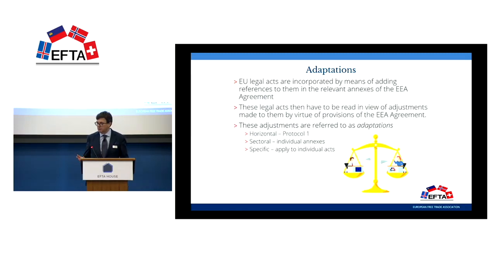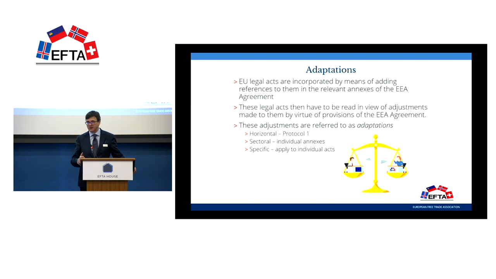Now, I mentioned adaptations before, and we will go into much more detail on this in the breakout session in the afternoon. But the way that EU legal acts are incorporated into the agreement is basically by adding a reference to them in the relevant annexes to the agreement. But these legal acts have to be read in view of the adjustments made to them by virtue of provisions that are found in the agreement. These are what we call adaptations. So we just add a reference to them, but when you're reading and applying these legal acts, you have to be mindful of these adaptations.